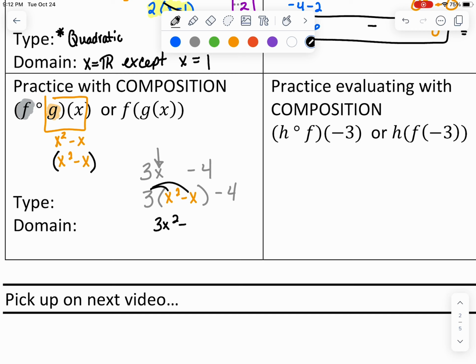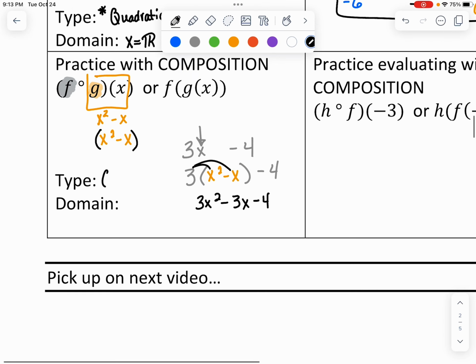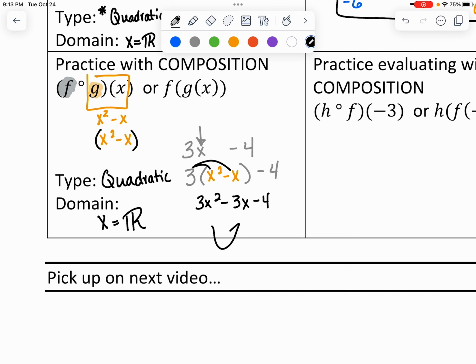Minus 3x. Minus 4. Can you combine any like terms? No. So this is a quadratic because of the x squared. And what is the domain of quadratics? All real numbers, because it goes forever left and forever right if you were to graph it.